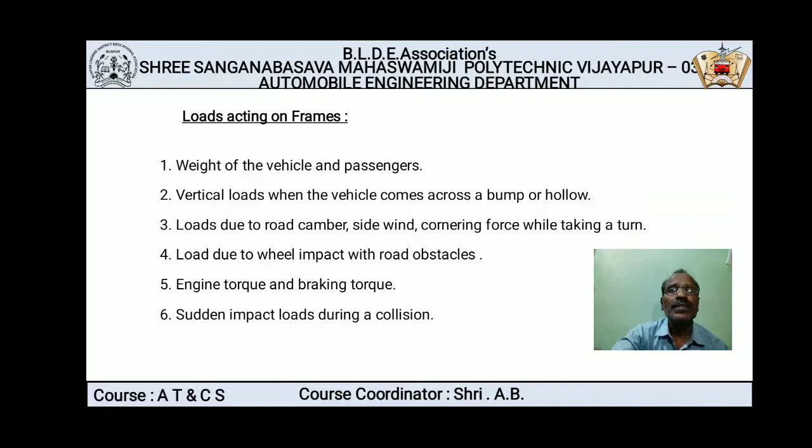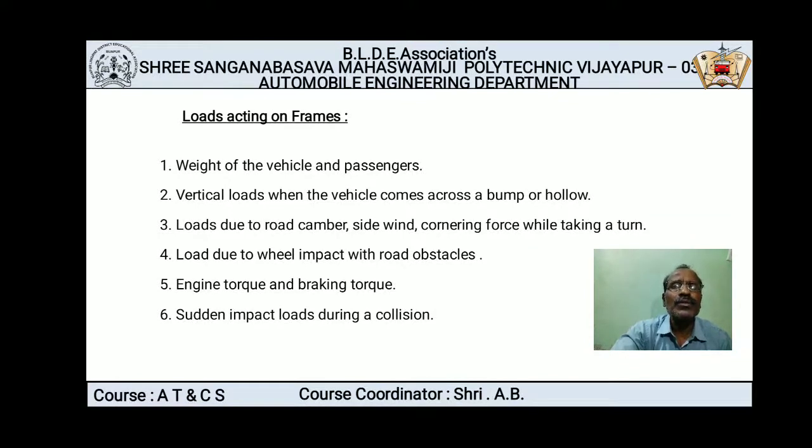Now, the first one is the weight of the vehicle and passengers. Whatever passengers are inside the vehicle, their load and the weight of the vehicle comes directly on the frame. Second one is the vertical loads when the vehicle comes across a bump or a hollow; these vertical loads come on the frame.